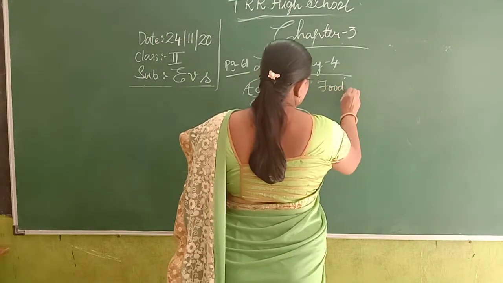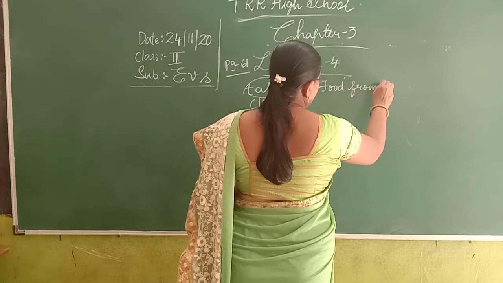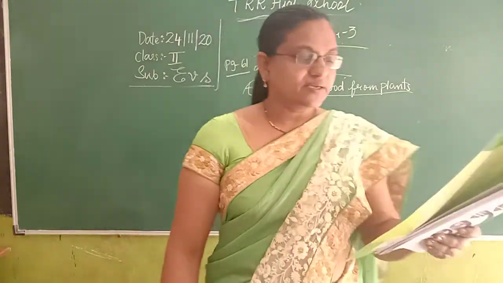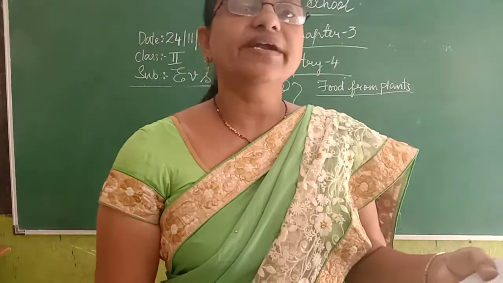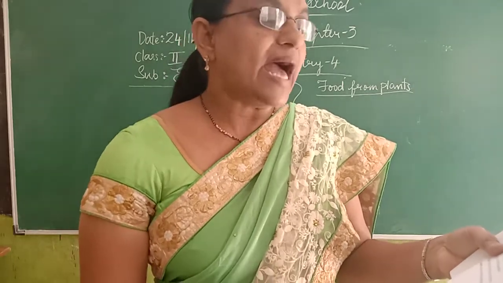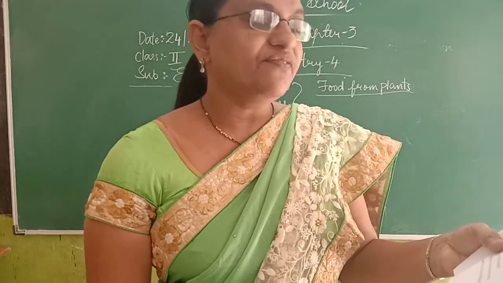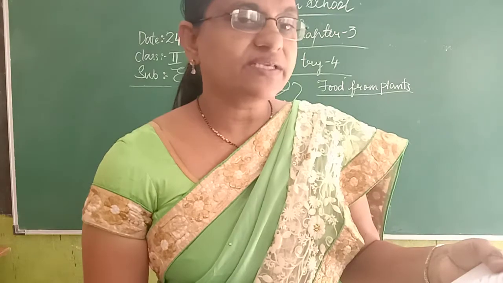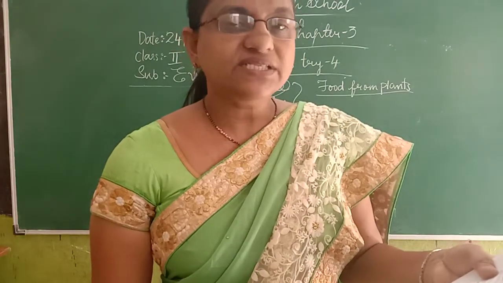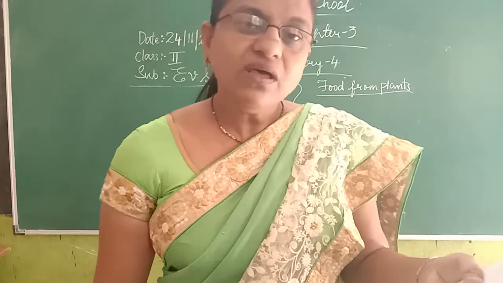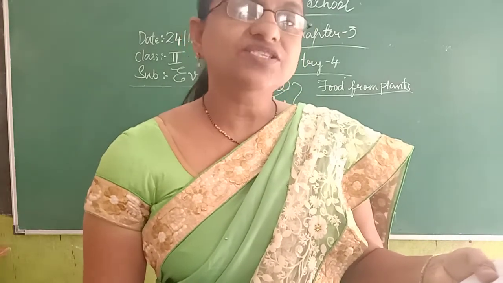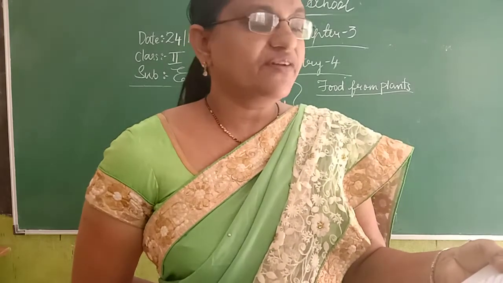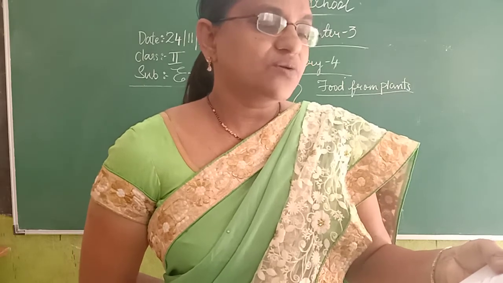Food from plants. Plants give us food. Already we learned, no? Plants make their food and store it in different parts. We eat the food stored by the plants. Children, already we learned that the kitchen of the plant is the leaves, no? They prepare food and store it. Understood? Plants give us food, plants make their food and store it in different parts. We eat the food stored by the plant.